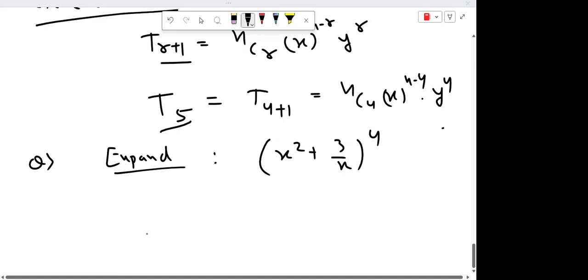So do we use the general term as in this or the other formula? No. Write directly using that expansion. You do not have to write the general term. Okay, sir.